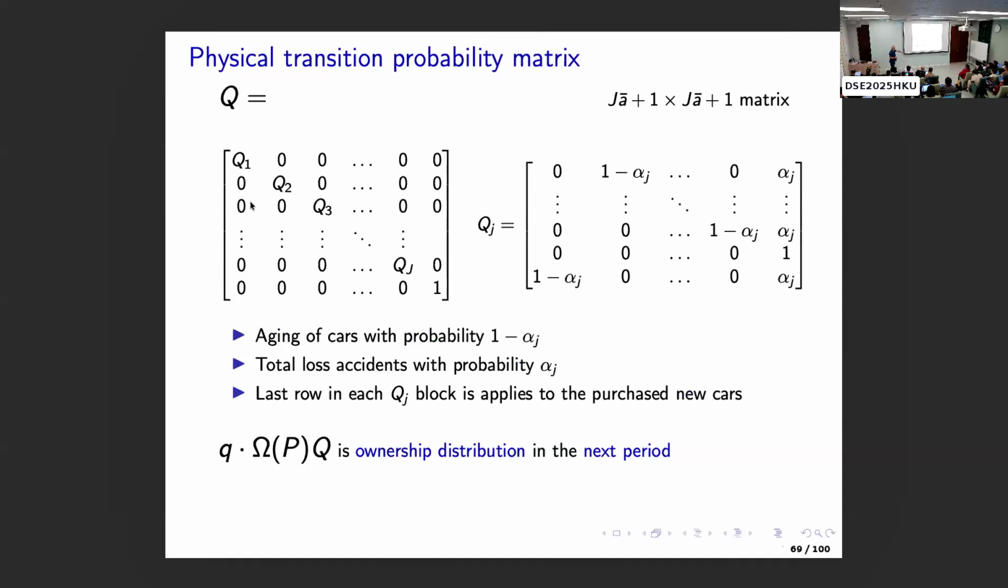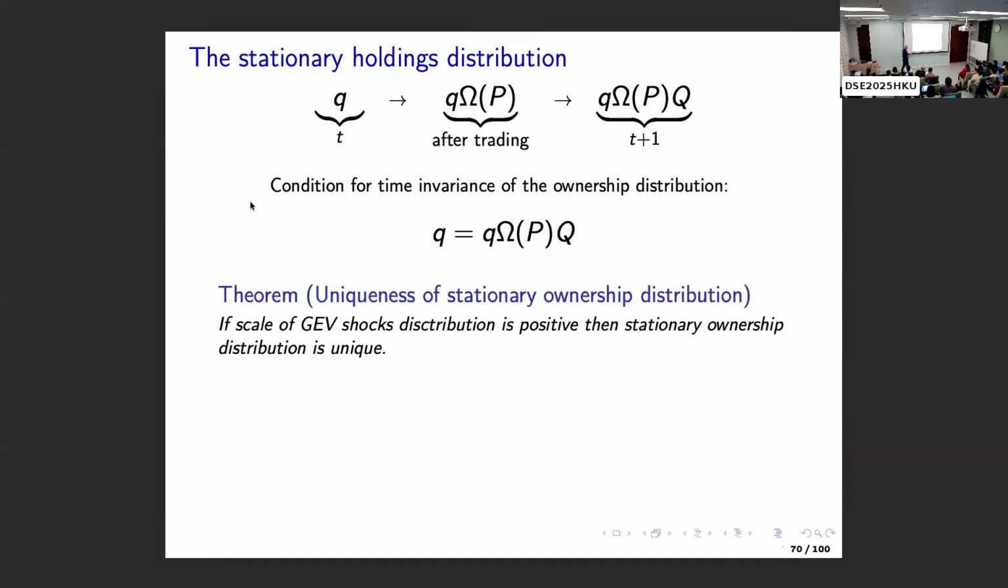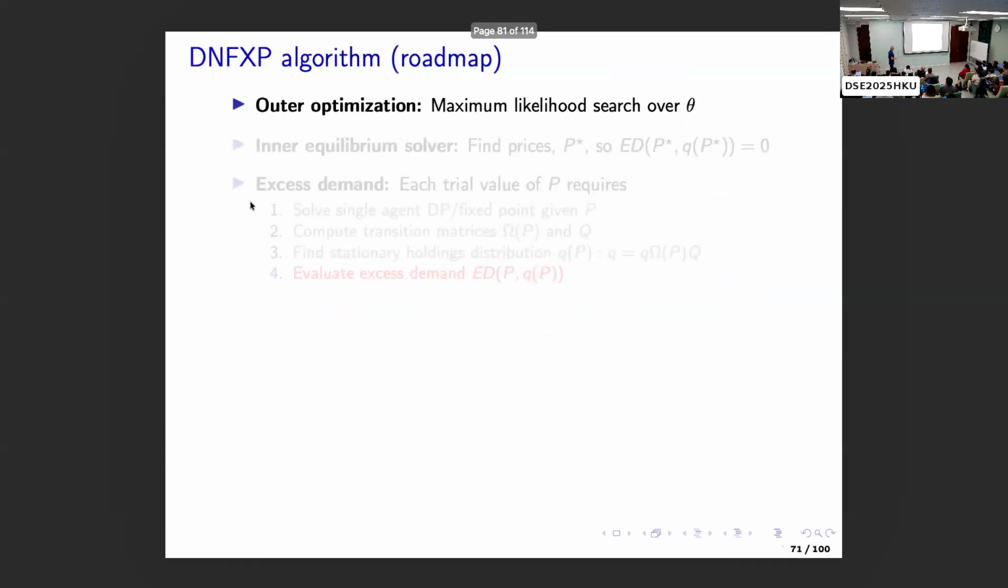Now that's a trade transition matrix. And then there's an aging transition matrix. Together, here's how the distribution is evolving. You wake up in the morning looking at your car at time t. Then after the trading phase, there's going to be this post-trade distribution, and then after the aging, all cars are going to be 1 year older. The ergodic distribution we're looking for is that stationary distribution, which is the fixed point of that equation.